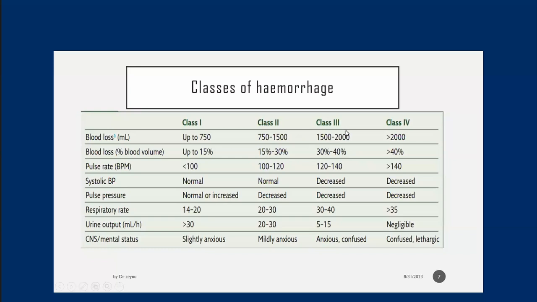And generally, when we have class 3 and class 4 hemorrhage, we need to consider the massive transfusion protocol, since the patient has lost more than 30% of blood. For that matter, we need to consider the massive transfusion protocol. We will come to what the massive transfusion protocol means.